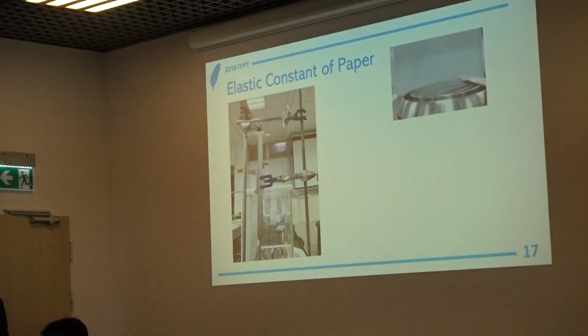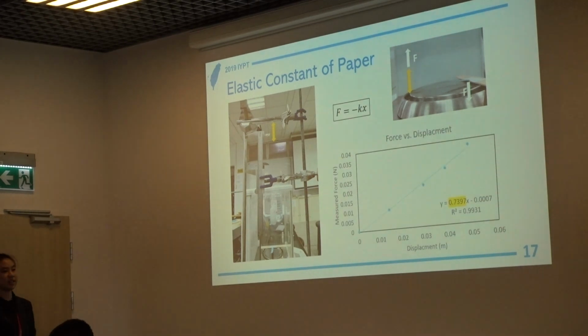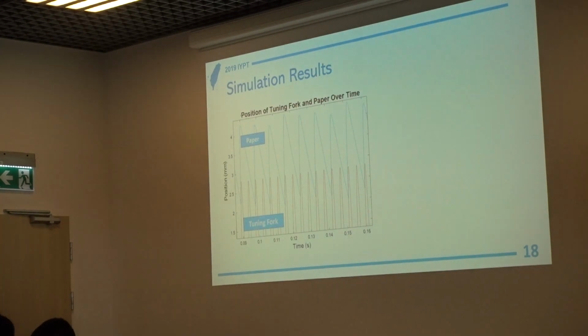In order to test the elastic coefficient of the paper, we tied a string to the end of our paper and fixed the other end to the balance. Then, by pulling on it, we can estimate the elastic constant of the paper by measuring the force it exerts on the balance. And here are our simulation results when we modeled this.